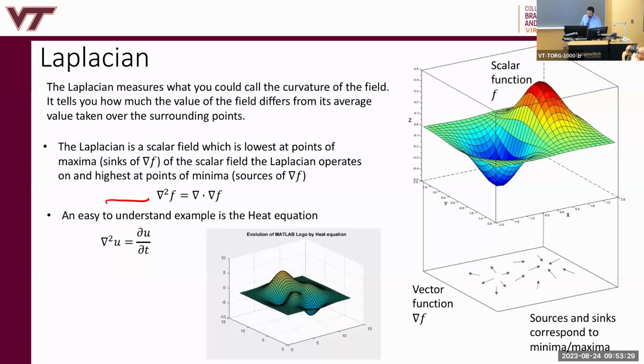The gradient first off tells us the direction of maximum rate of increase. The divergence of that is going to pick out the maxima and minima of this multivariate function. If it's a positive value, you're at a minimum. If it is a negative value, you're at a maximum. So that gives you some geometric intuition.